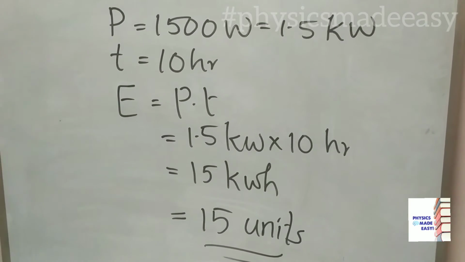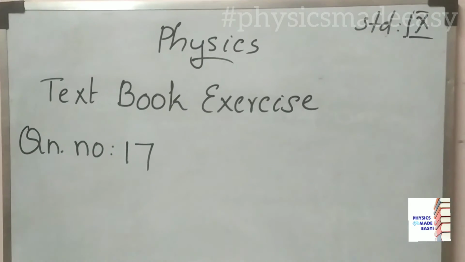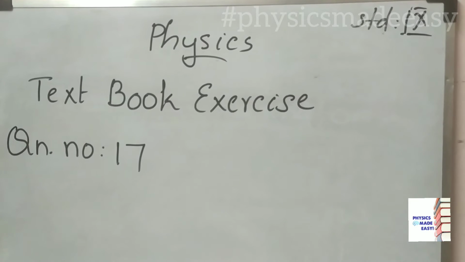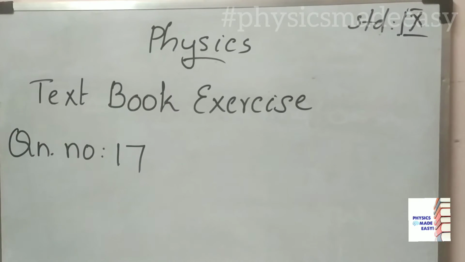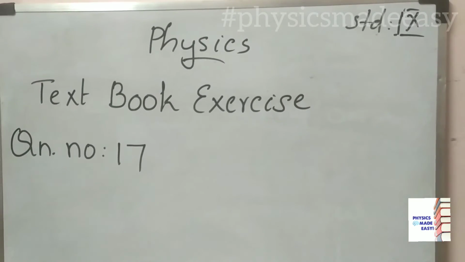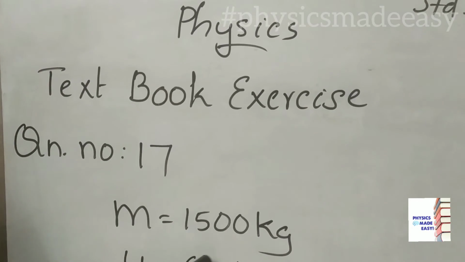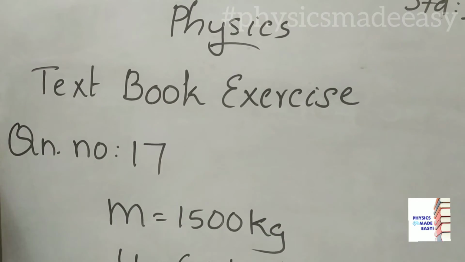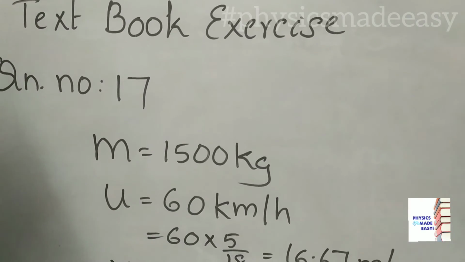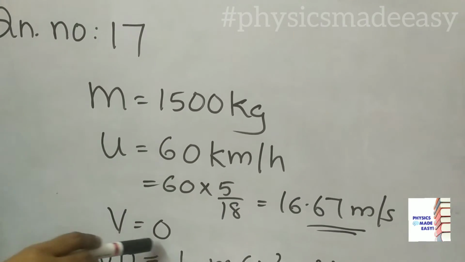Children, if you need to find that in joules also you can find, no problem. Question number 17. Calculate the work required to be done to stop a car of 1500 kg moving at a velocity of 60 km per hour. Okay children, here mass is given as 1500 kg, initial velocity 60 km per hour. We have to convert that into meter per second by multiplying by 5 by 18. We will get 16.67 meter per second. Its final velocity is equal to 0.